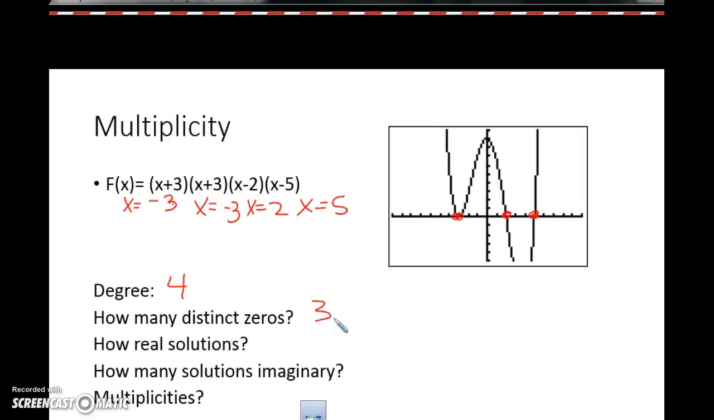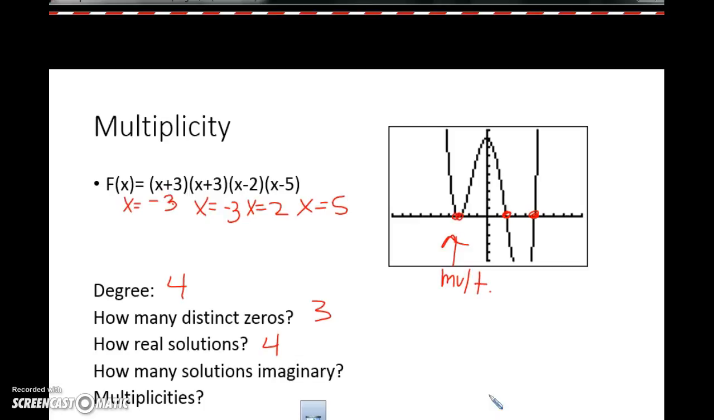Look at the answers that you got. Negative 3 is a real number, 2 is a real number, and 5 is a real number. So there are actually 4 real ones, even though there are only 3 x-intercepts. This little bounce is showing you your multiplicity.